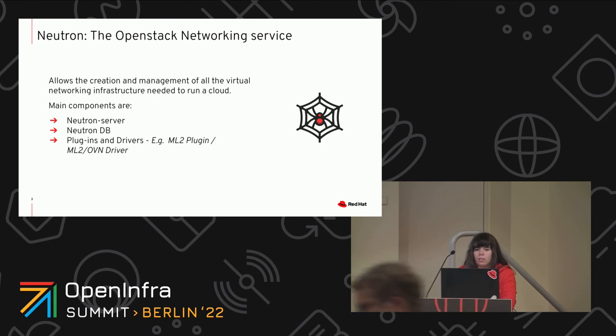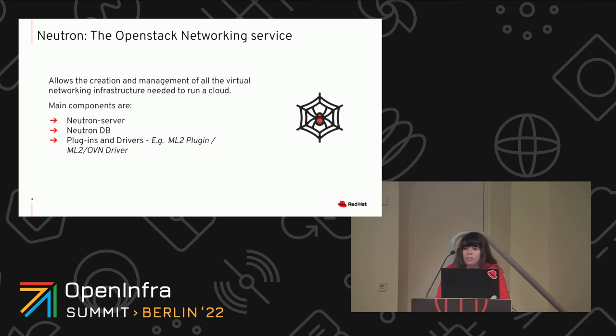So first of all, Neutron is the OpenStack networking service. In OpenStack, there are many different services that allow for many different capabilities in the cloud. Some of them are optional and some of them are core. Neutron is one of those core components because it allows for all the wiring of the instances that we want to deploy, either VMs or bare metal. And not just that, it also wires the services between themselves.